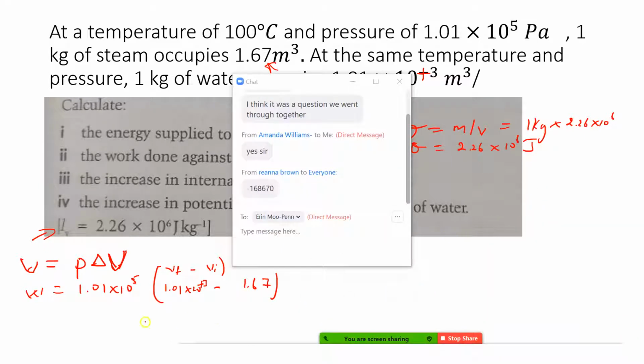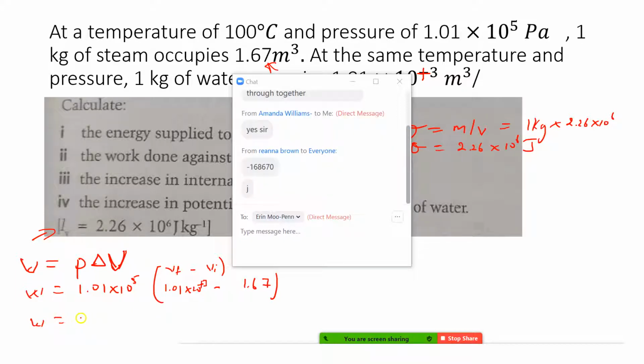All right, so Rihanna said that she got that the work is equal to minus 168,670 joules. Did I get that correct? Yes, joules. Can somebody else confirm and let me know if that's what you're getting?